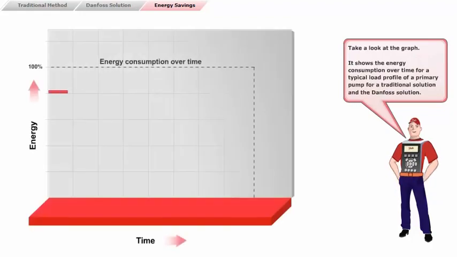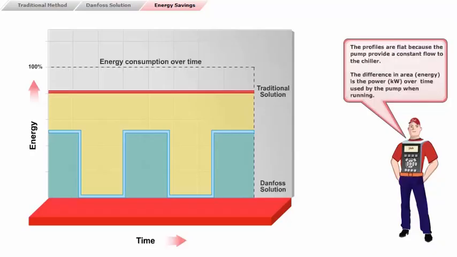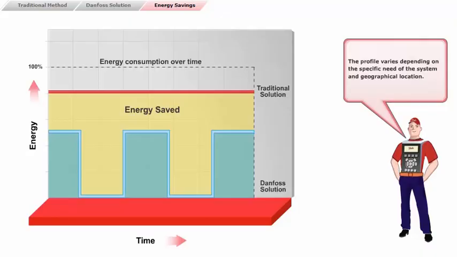Take a look at the graph. It shows the energy consumption over time for a typical load profile of a primary pump for a traditional solution and the Danfoss solution. The profiles are flat because the pump provides a constant flow to the chiller. The difference in area is the power over time used by the pump when running. The profile varies depending on the specific need of the system and geographical location.